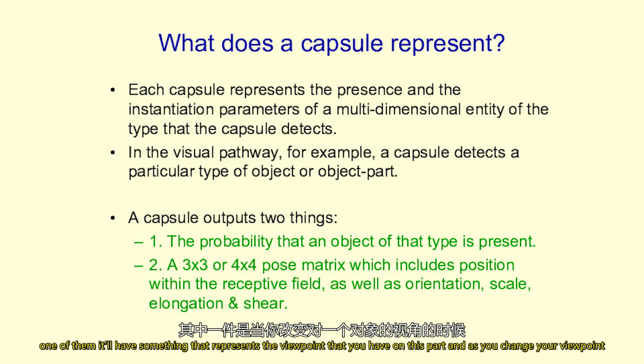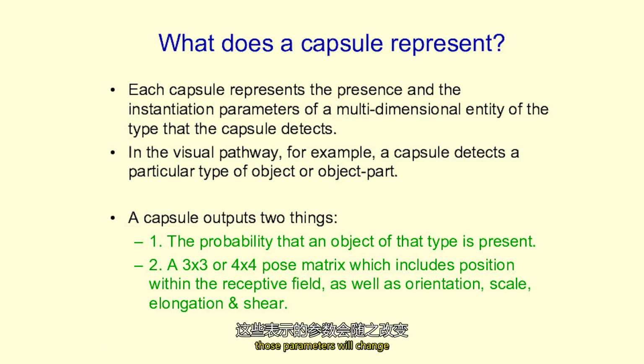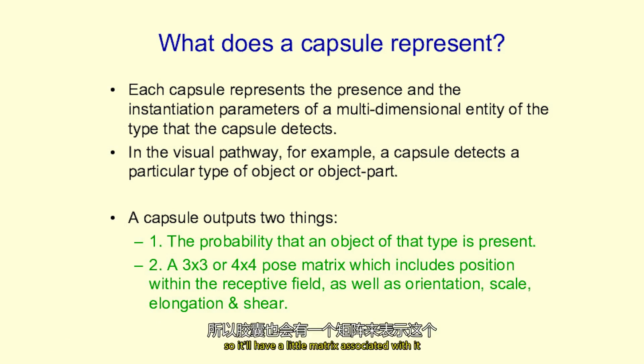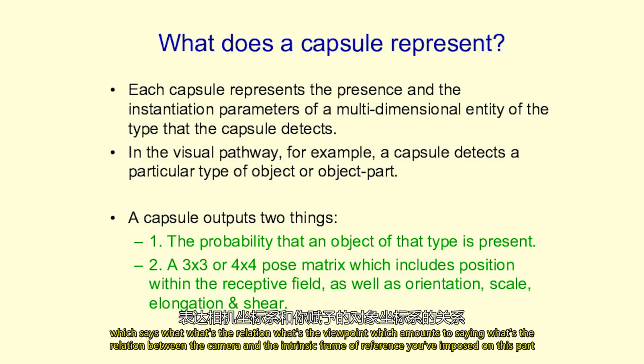It'll have something that represents the viewpoint that you have on this part. As you change your viewpoint, those parameters will change. In computer graphics, a standard way to represent viewpoints would be with a 4x4 matrix in 3D. So it'll have a little matrix associated with it, which says what the viewpoint is, which amounts to saying what the relation is between the camera and the intrinsic frame of reference you've imposed on this part.